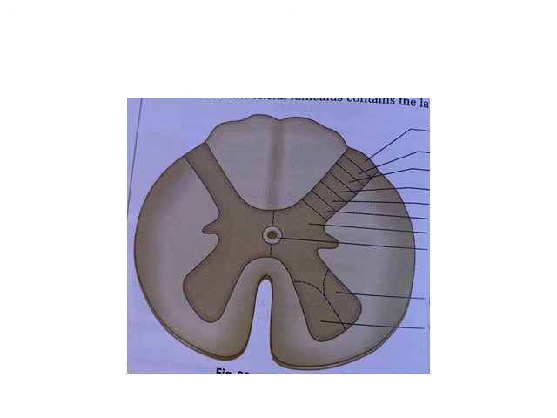The anterior funiculus contains the anterior spinothalamic tract. The lateral funiculus contains the lateral spinothalamic tract and the dorsal and ventral spinocerebellar tracts, and the posterior funiculus contains the fasciculus gracilis and fasciculus cuneatus, that is the dorsal column. So that is about the white matter of the spinal cord.